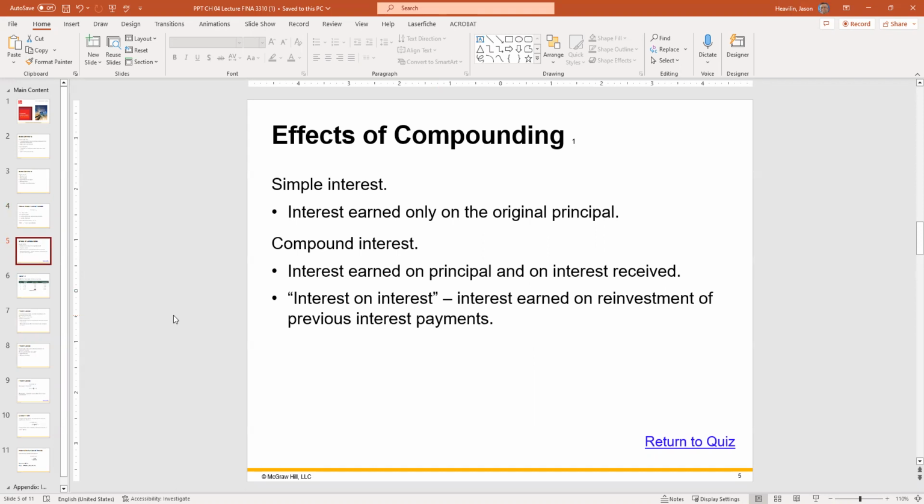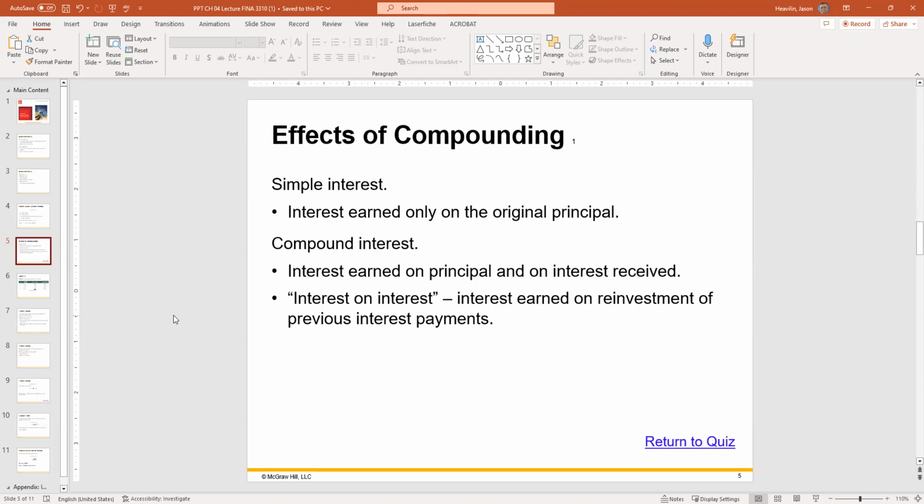Let's take a moment to talk about compounding. There's simple interest and compound interest. Simple interest is interest earned only on the original principal, meaning that if you invest $100, you can earn interest on it, but the next time interest is going to get paid, it's only going to get paid on the original $100, not the $100 and the previous interest.